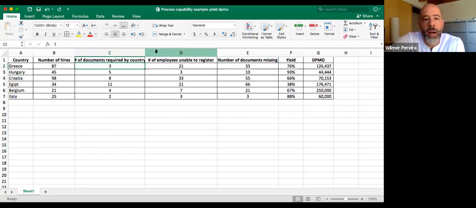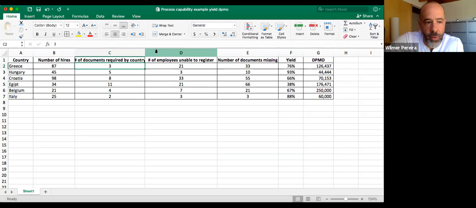Then we see what happened, the number of employees unable to register. In Greece, out of the 87 employees that had to send 3 documents each, 21 were unable to register because they were missing one or more of those documents. That's how you read column D. In Hungary, 3 employees out of the total number of 45 were unable to register.